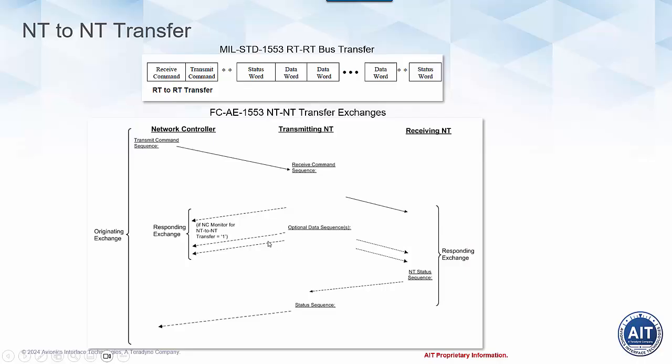Now, there is an option in the middle here where in the original transmitting command sequence, the network controller can set a bit. There's a network controller monitor bit that can be set, basically indicating that the network controller would like to monitor the operation. If that's set, the transmitting network terminal will also issue the same command and data sequences that it issues to the receiving NT also back to the network controller, so that the network controller can also see what the transmitting network terminal is sending to the receiving network terminal. So that's what this is.